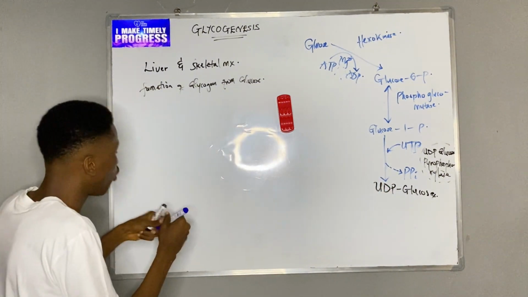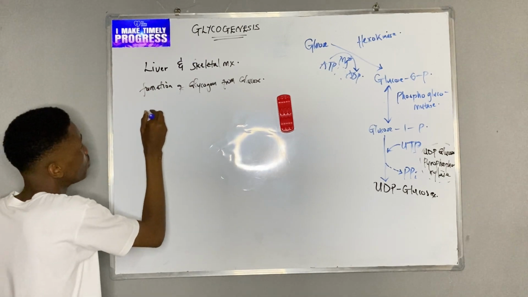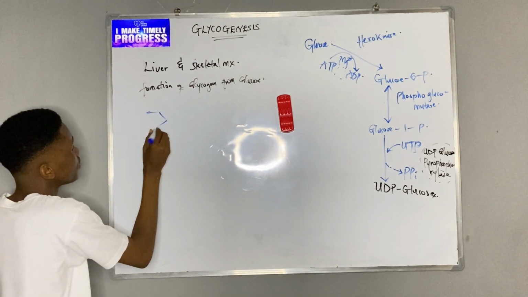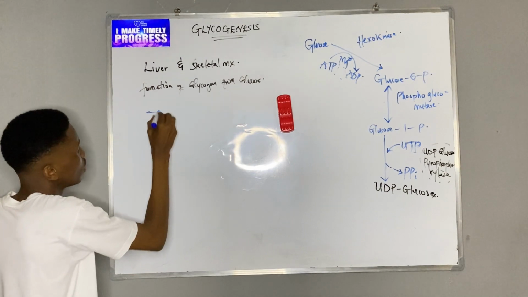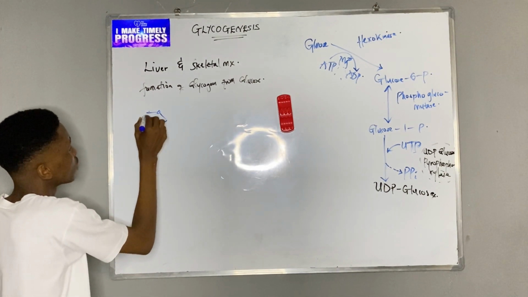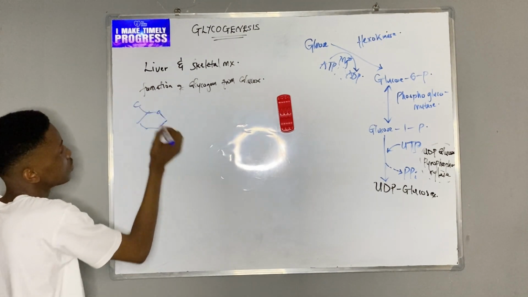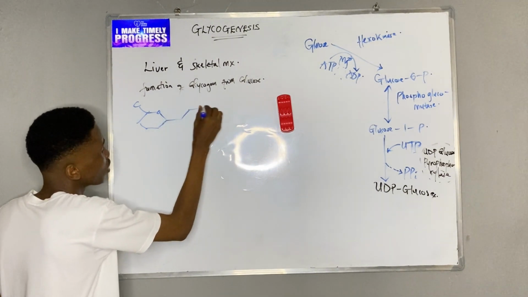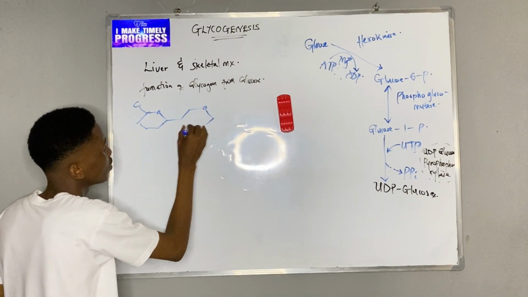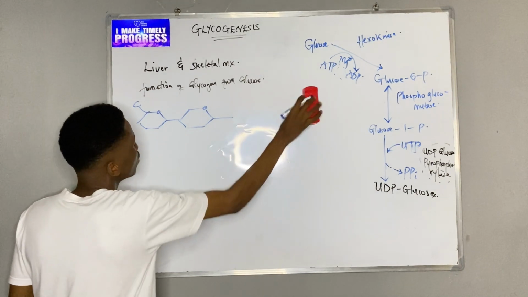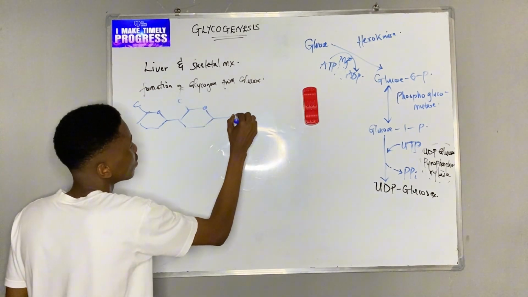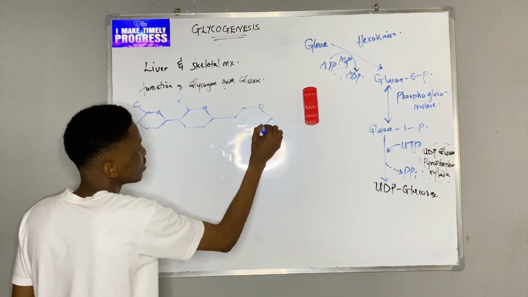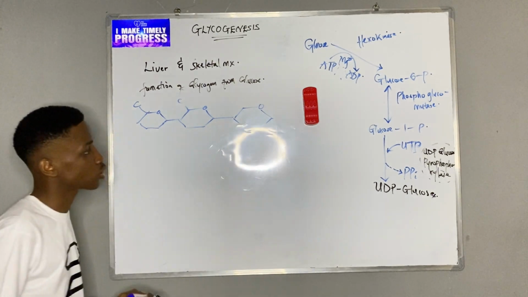Usually the structure of starch would be this way. If this way, my glucose molecules, if this way my glucose molecule, this is what I'll be having. They will keep binding like this. And like you see, this is a straight chain structure.